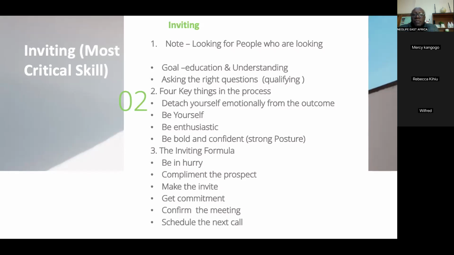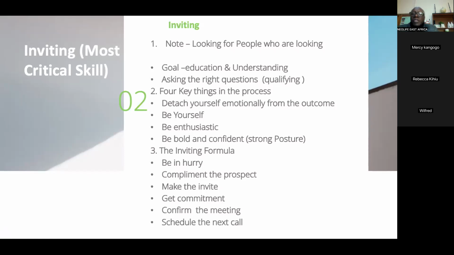What is the goal of inviting? The goal of inviting is to educate and make people understand what we do, either about the products or about the business. And then ask the right question. That is a qualifying question. For example, are you open to look at a way to generate additional income? Or are you open to look at a business concept that allows you to grow your business without quitting what you're doing? There are four key things that are important in the inviting process.